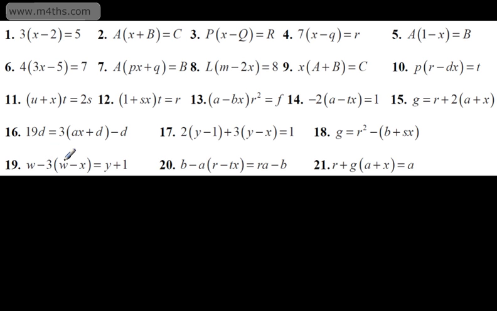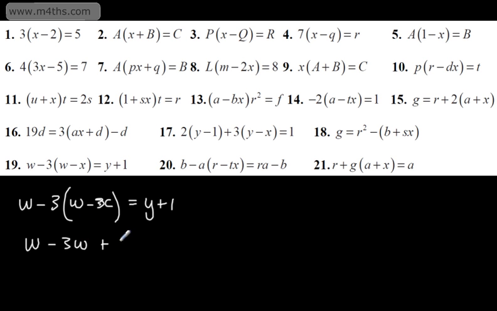Okay, let's just do this one right here. So with this one, let's think logically what we could do. Lots of different approaches. So what we want to do is make x the subject. I'll show you a few different ways on how you can do these. The first thing I'm going to do is just multiply out the brackets. So what we're going to have is w minus 3w, then plus now 3 lots of x, and that is going to be equal to y plus 1.